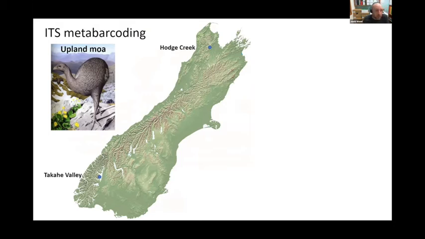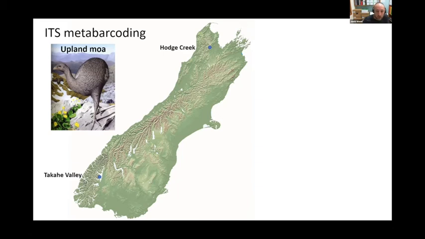Alex sequenced the ITS region from 2 coprolites of upland moa, collected from caves at opposite ends of the South Island, one at Hodge Creek here in the north and the other at Takahi Valley here down in the south, actually not too far from the Humboldt mountain range.